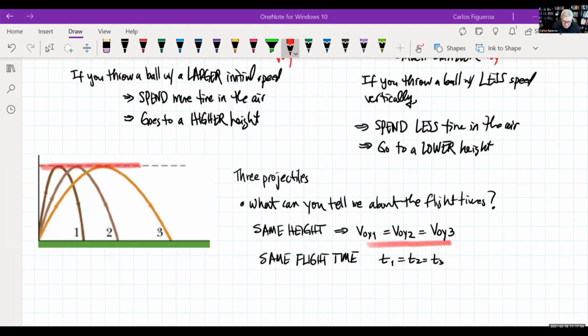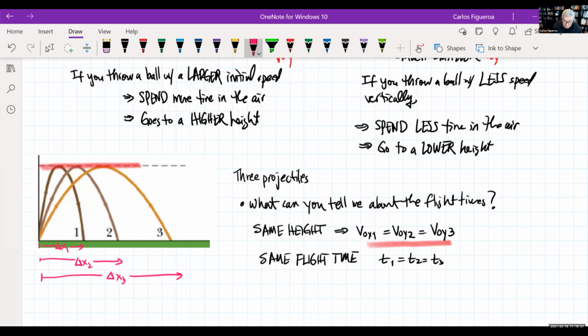But you do see something different about them. If you look at this guy, this guy has a distance x1. This has a distance x2. And of course, this has distance x3. But one of the things that we said here is that if you want a larger horizontal distance, you need a larger velocity in the x direction.